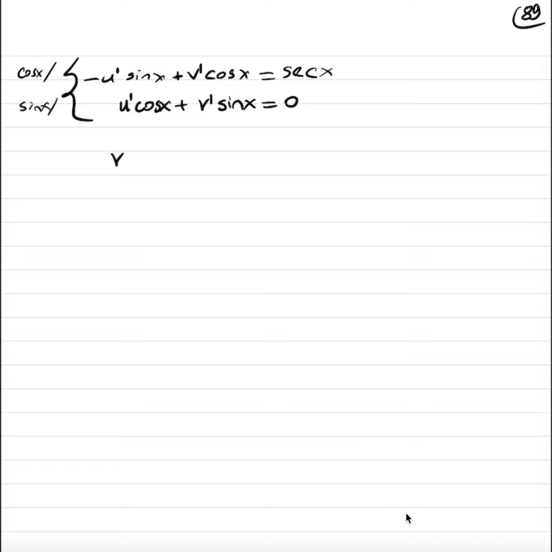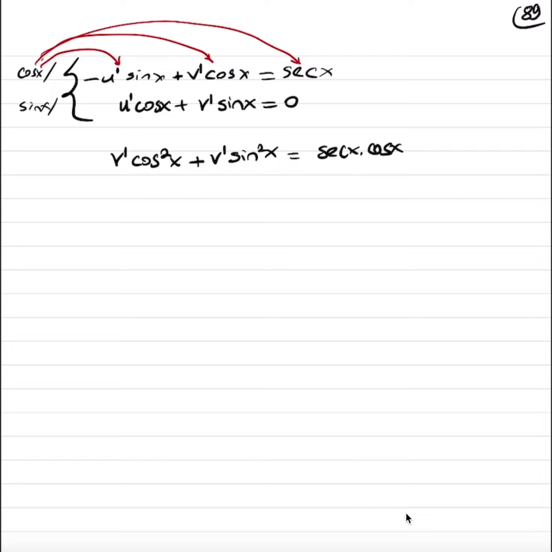And what we are left with is v prime cosine square x plus v prime sine square x is equal to secant x times cosine x, right? Because don't forget to multiply cosine x with secant x also. So we should multiply all of them. And we know secant x is 1 over, so what is secant of x? It is, I think, 1 over cosine x, right? So we are lucky, because this multiplication will be 1.